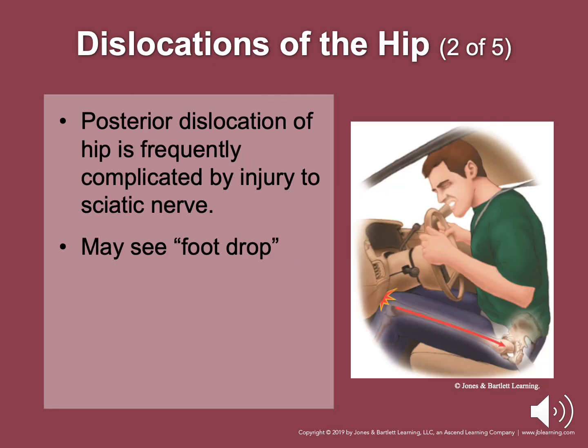The thigh is rotated inward towards the midline of the body over the top of the opposite thigh. Other signs include severe hip pain and strong resistance to any attempt to move the joint. The lateral and posterior aspects of the hip region will be tender on palpation. Check for sciatic nerve injury. Assess sensation and motor function in the lower extremity.